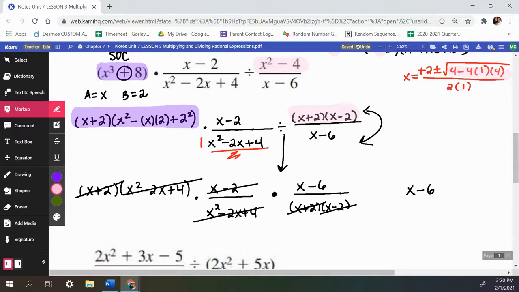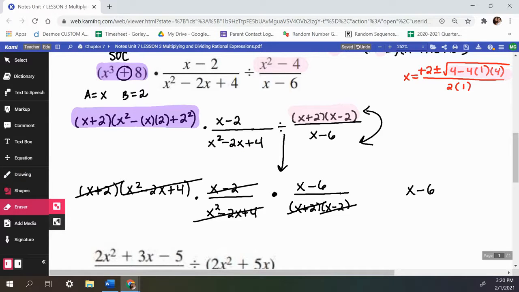Okay, and look what's going to happen in that discriminant. 4 minus 16. Do you see how we're going to get a negative under that root? So I know that this would be imaginary, so I'm not going to worry about that factor. Now here, I know that x cannot be 6, because if x was 6, do you see how we'd get 6 minus 6, which is 0? Don't want to divide by 0, so we have to restrict 6.